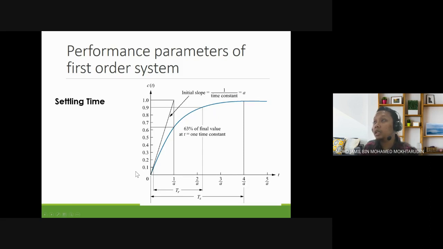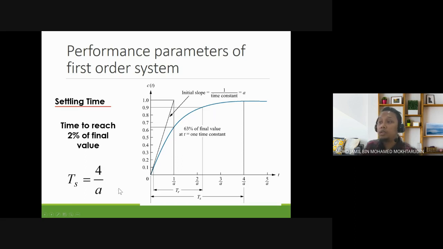And then lastly is the settling time. Settling time is the time to reach 2% of the final value. So the formula is Ts equals 4 over a.